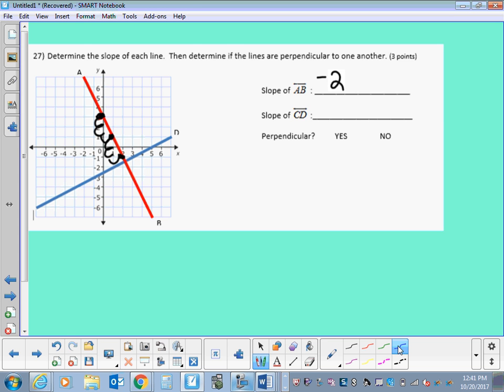So if we're going up 1 over 2, up 1 over 2, yes. So for the slope of the blue line, we're going up 1 over 2. Is this perpendicular, yes or no? Yes. Why? Opposite reciprocal. Went from -2 to 1/2. If you try to eyeball this and say, well, it looks like it's perpendicular, so yes, you may get it wrong. So make sure you check the slope.